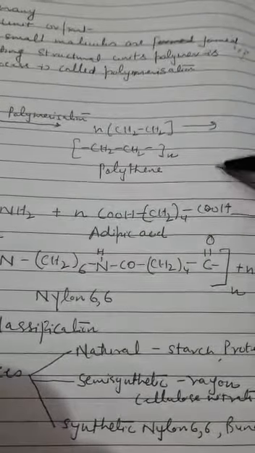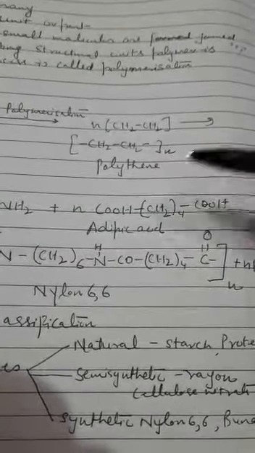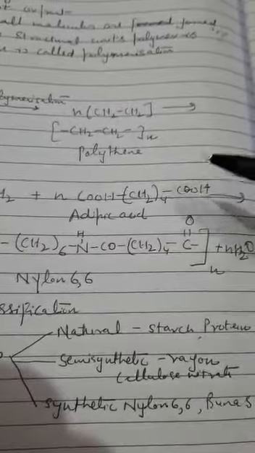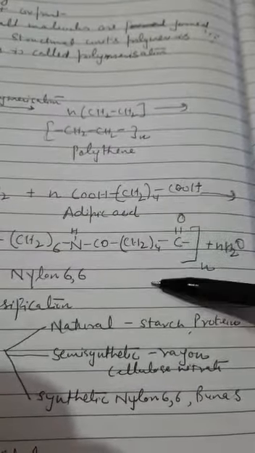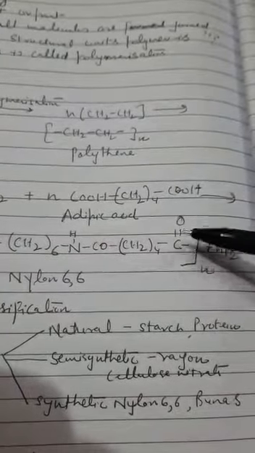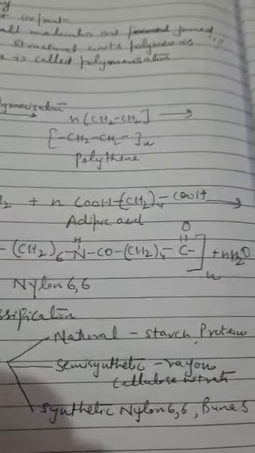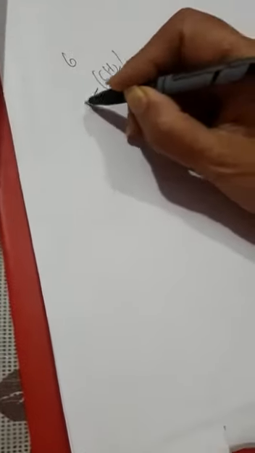The second example is the reaction of hexamethylene diamine with adipic acid to form nylon 6,6. If you know the formula of adipic acid, you can make the whole reaction yourself and write all the formulas. Hexamethylene diamine means, hexa means 6. There are 6 methylene groups with 2 amino groups. The amino groups are the NH2 groups.